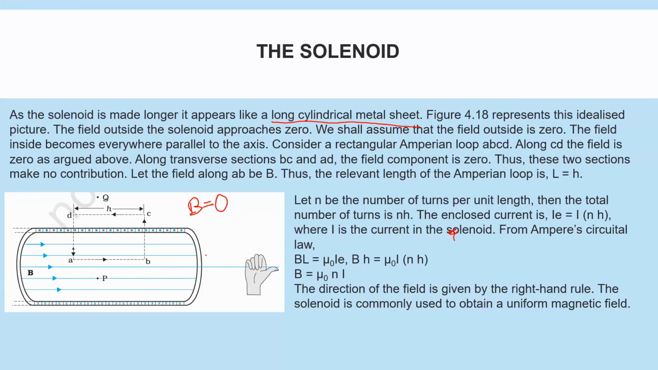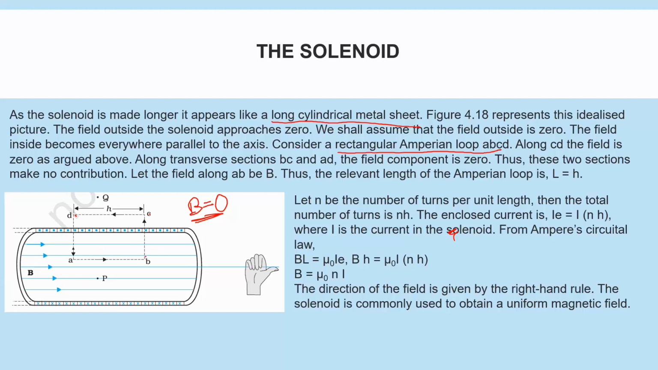So if now we consider a rectangular Amperian loop, A, B, C and D, along CD the field is 0 as we have suggested over here. Along the sections BC and AD, the field components are 0. As you can see, the field component would be 0. Then these two sections will have no contribution towards the field that is existing over here.